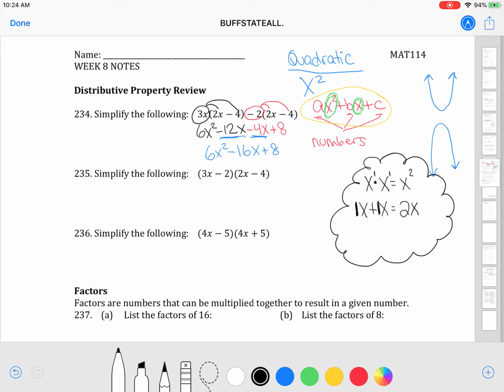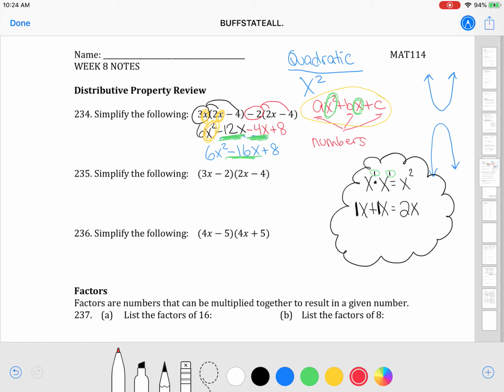X times X is always going to get you an X squared. I don't know if you noticed because I did it quite quickly up here, but we had 3X times 2X, and that X times X got me this X squared right here. When we were combining like terms, so this that I'm underlining again, negative 12X minus 4X, technically adding them together, but it's a subtraction because it's negative, gets me negative 16X. I just combined the first numbers, whereas when you multiply them, it's all about the exponents.